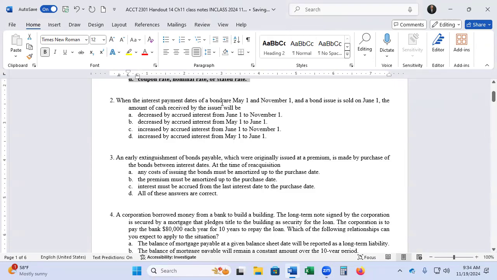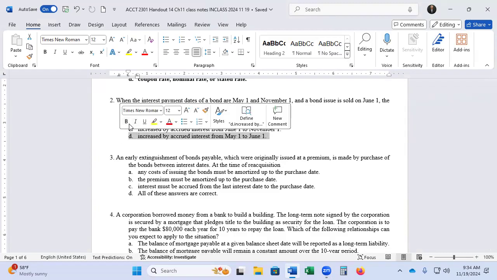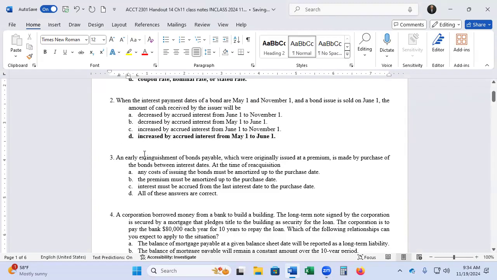When the interest payment dates of a bond are May 1st and November 1st, a bond issue sold on June 1st, the amount of cash received will be by the issuer. So this is the company issuing the bond, and they're selling it between interest payment dates. And so you have to increase the accrued interest for that 1 month. So that's also D.